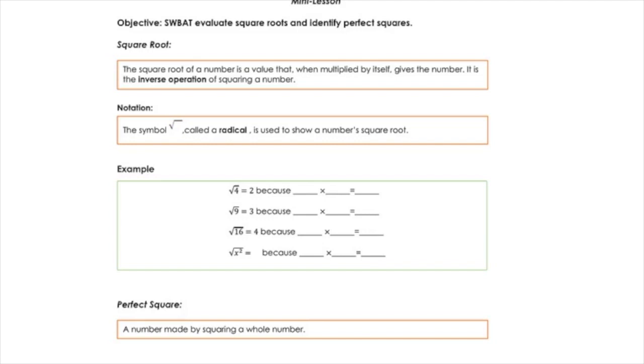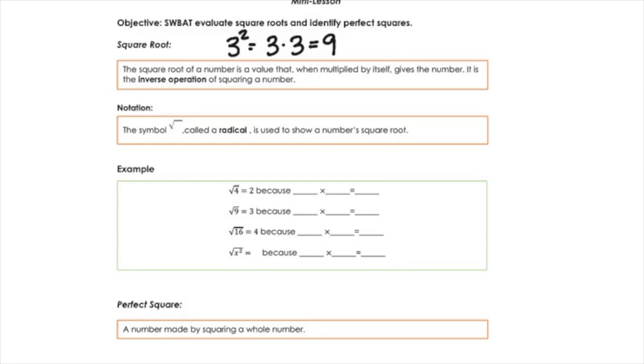So previously we learned about what square roots look like and what they meant, and we learned that if I gave you something like 3 squared, that meant take 3 and multiply it by itself, which then gives me a value of 9. Today we're going to be learning how to do the opposite of squaring a number. We're going to be learning something called finding the square root of a number.